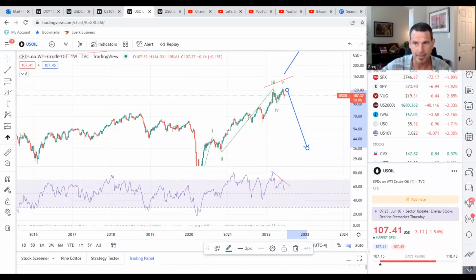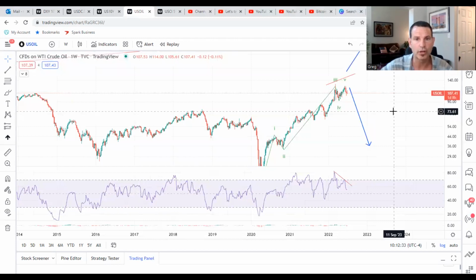Oil is probably, in my opinion, one of the most important charts to determine if we're going to have peak inflation or if inflation is going to continue to go up.